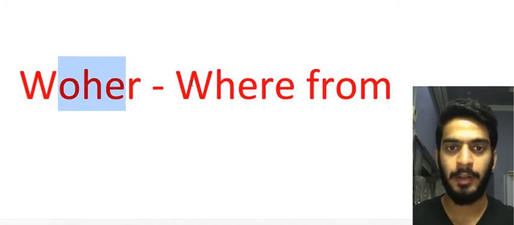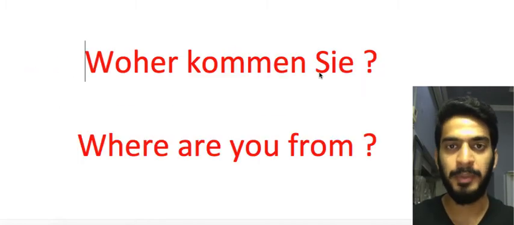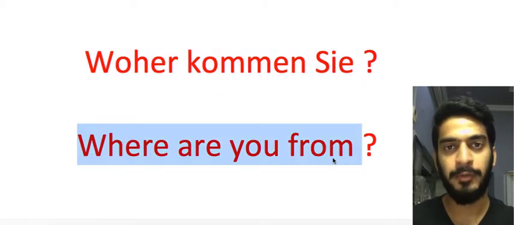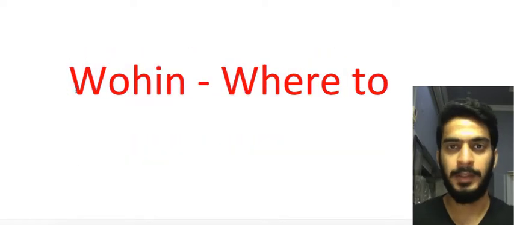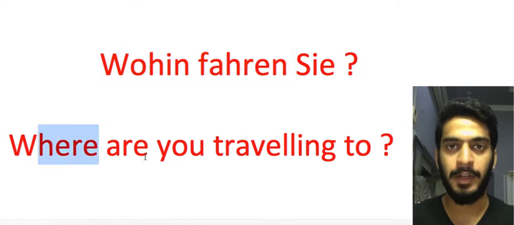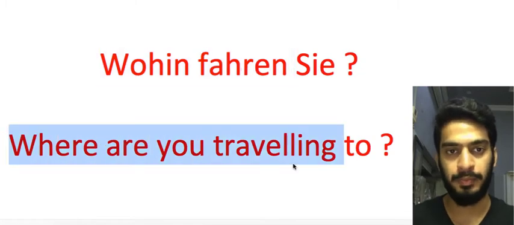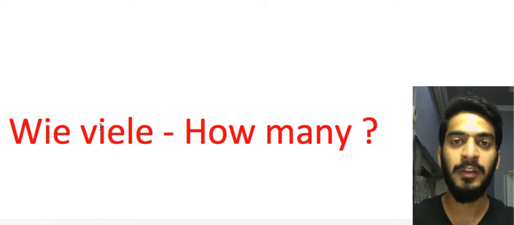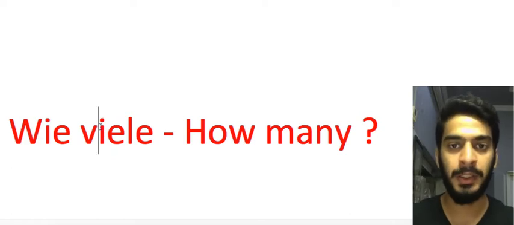Woher, where from. Woher kommen Sie? We have the translation, where are you from? Next, wohin means where to. Wohin fahren Sie? Where are you traveling to? Wie viele means how many. In German, the letter V is pronounced as F. So we say wie viele, meaning how many.